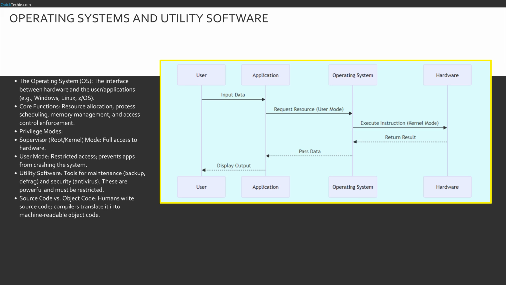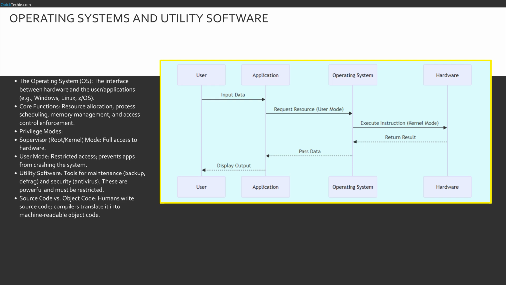We also have utility software: disk defragmenters, compilers, and debuggers. These are powerful tools that can bypass security controls and should be restricted on production servers. Finally, understand that software starts as human-readable source code, but is deployed as object code. If you don't secure the source code, you lose control of the application's integrity.